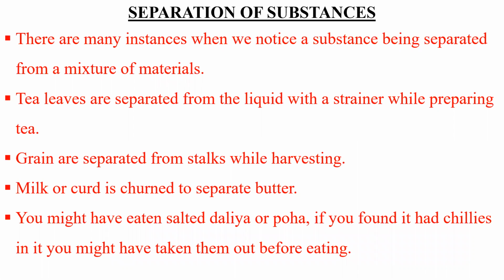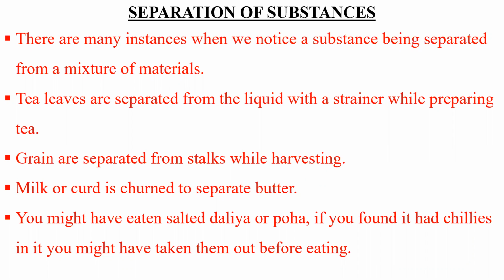So, what is separation of substances? By the name, we can tell it means separating substances by our hand, by many means, winnowing, all that. There are many instances when we notice a substance being separated from a mixture of materials. That means if we are given a mixture of materials, there will be many dirts, germs, or something or the other. Now, how do we separate them? We are going to discuss that further in the lesson.